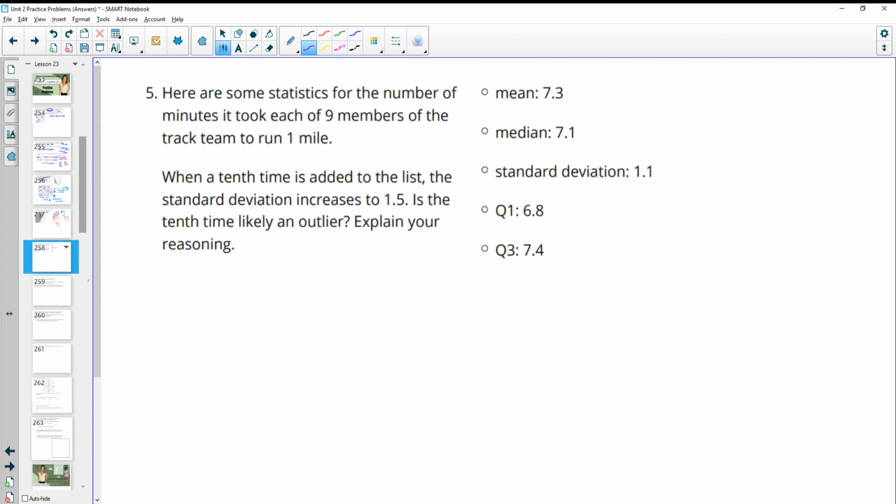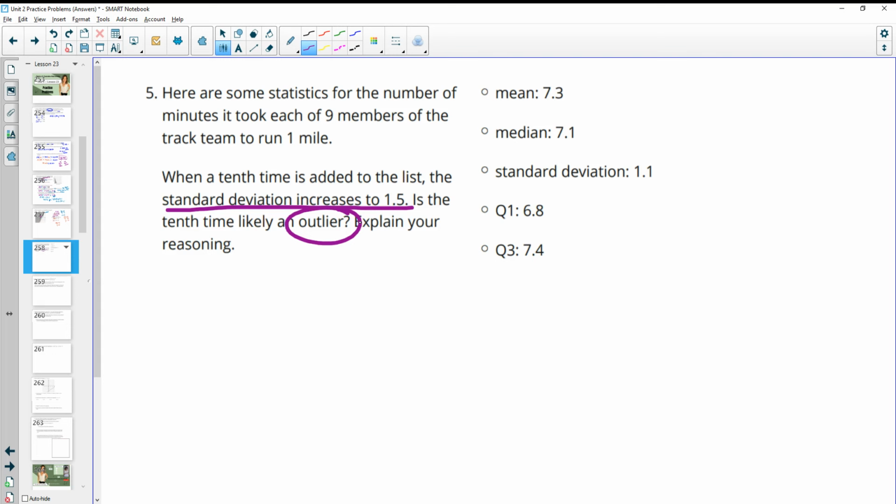Number 5, here are some statistics for the number of minutes it took each of 9 members of the track team to run a mile. When a 10th time is added to the list, the standard deviation increases to 1.5. Is the 10th time an outlier? So then it asks you to explain your reasoning.